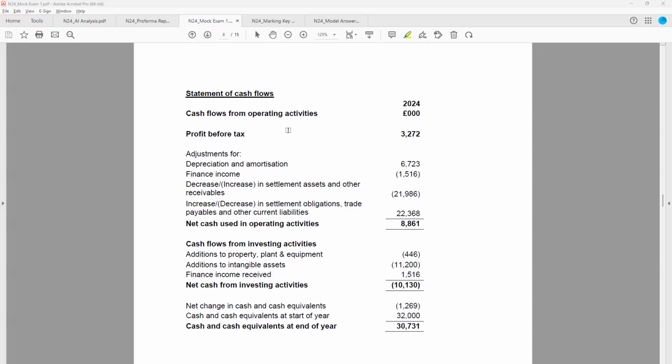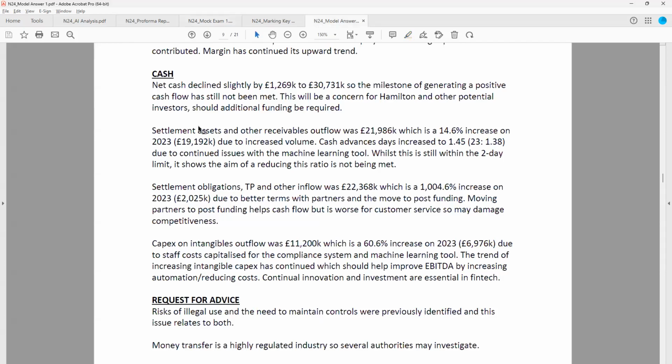And I would firstly look at the headline number, which is the net change in cash during the year. And we can see that the company failed to generate a positive cash flow. We're told in the AI that they were expecting to. So we can see here negative cash flow for the year. And I would probably start with that in my first piece of analysis. So net cash declined slightly because it is a slight decline, and I'd give what the cash balance is now.